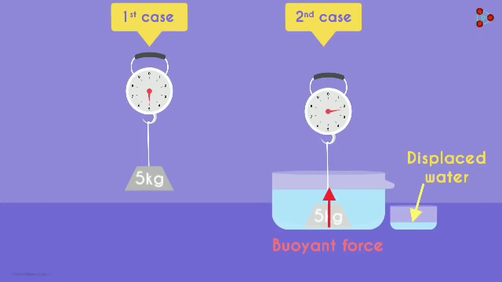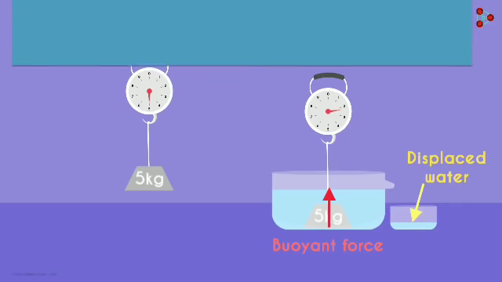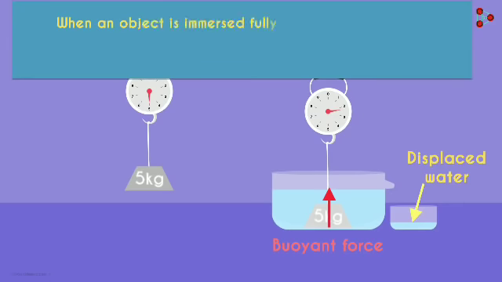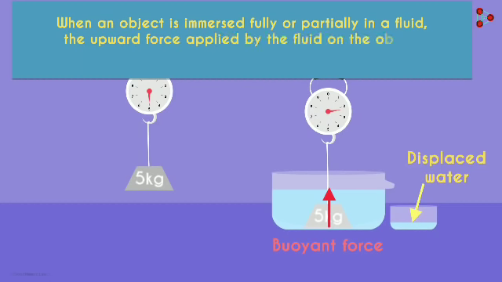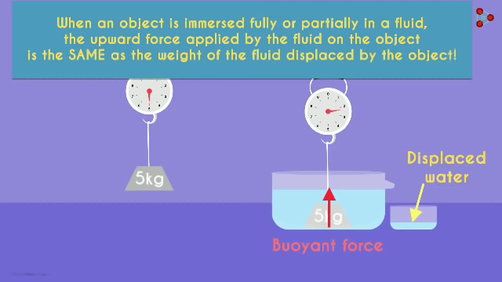Now in this context, we can say that the weight of this displaced water is equal to the magnitude of the buoyant force acting on the object. That's the Archimedes Principle. When an object is immersed fully or partially in a fluid, the upward force applied by the fluid on the object is the same as the weight of the fluid displaced by the object. Where is this principle applied? Can you think of examples?